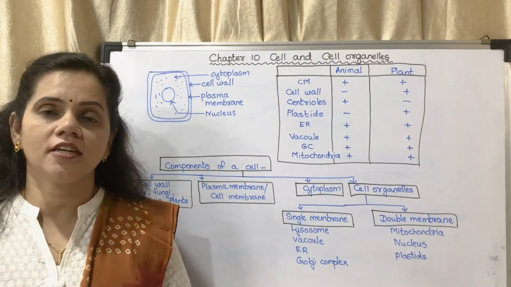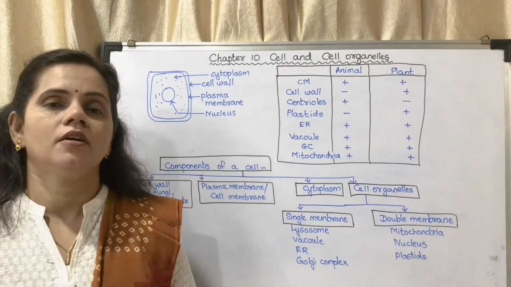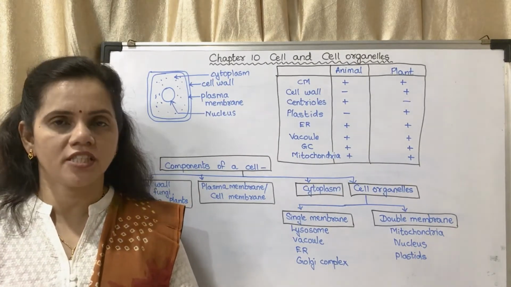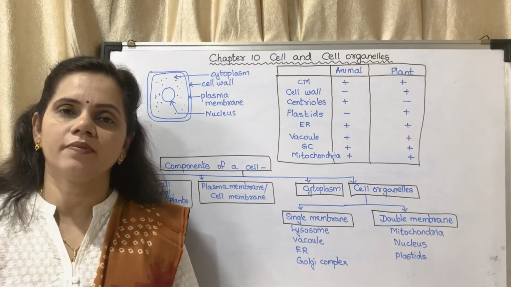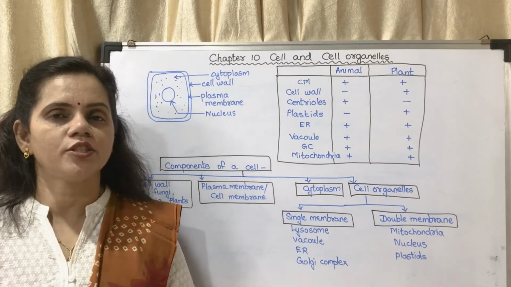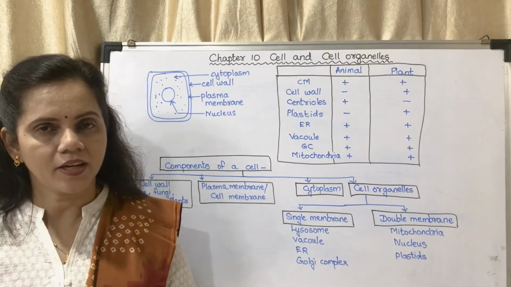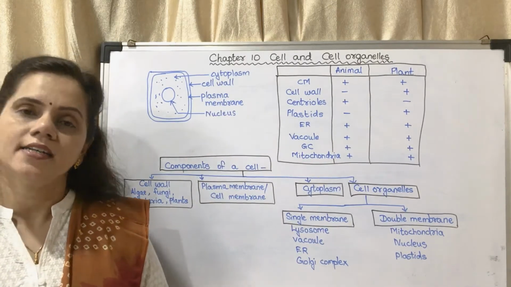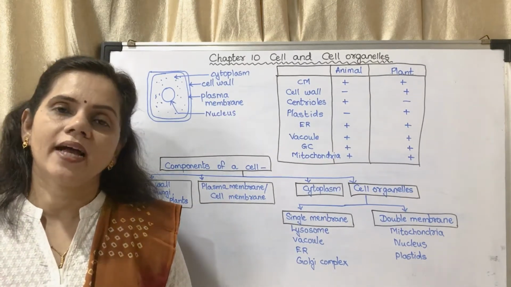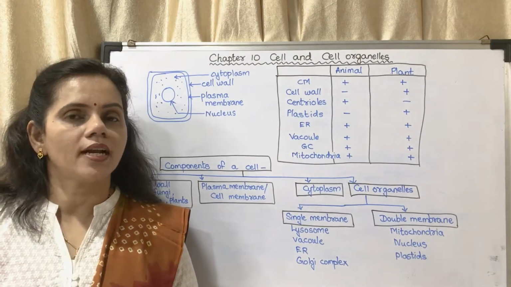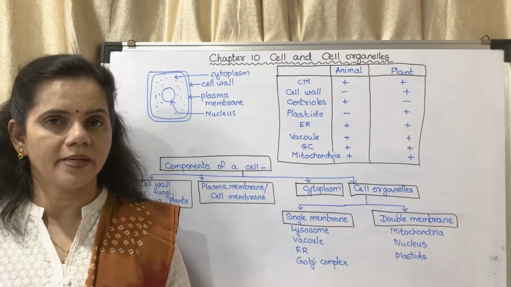Some students are going to start with their term exams. We have finished with the first term, that is chapters from 1 to 9. Today we are going to start with chapter 10, that is cell and cell organelles. You had studied this in your lower classes about plant cell and animal cell.